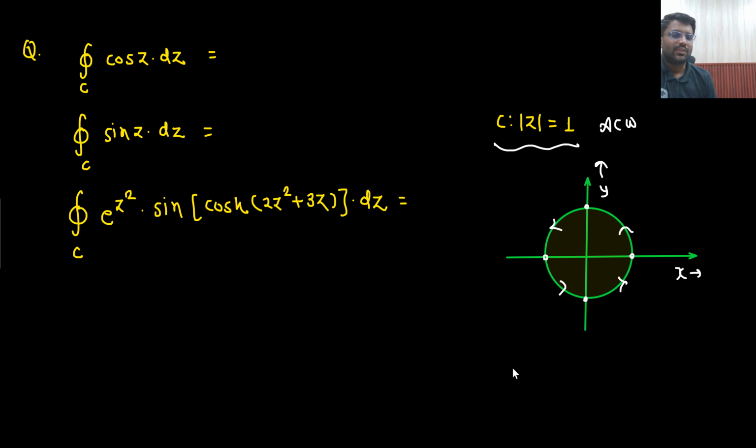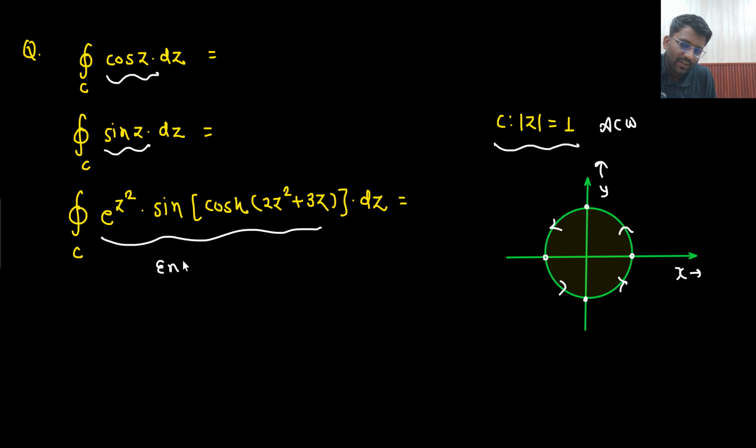Now you let me know what will be the answer of all these. This is an entire function. This is also an entire function. Now, exponential to the power polynomial in z, sinusoid, cos hyperbolic, entire of entire is another entire function. This is also always an entire function.